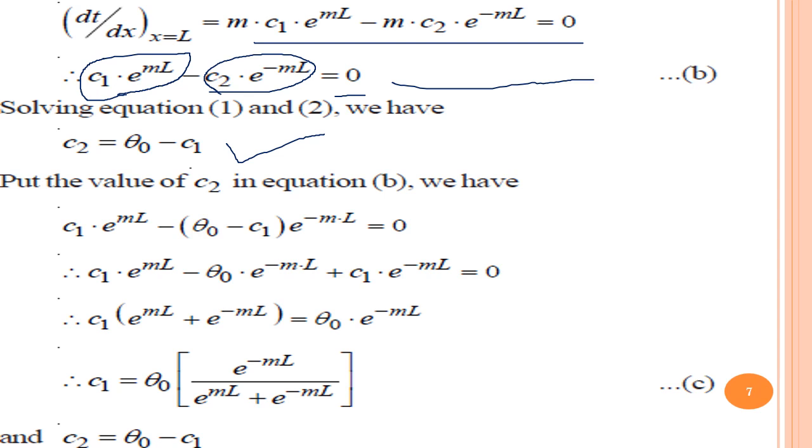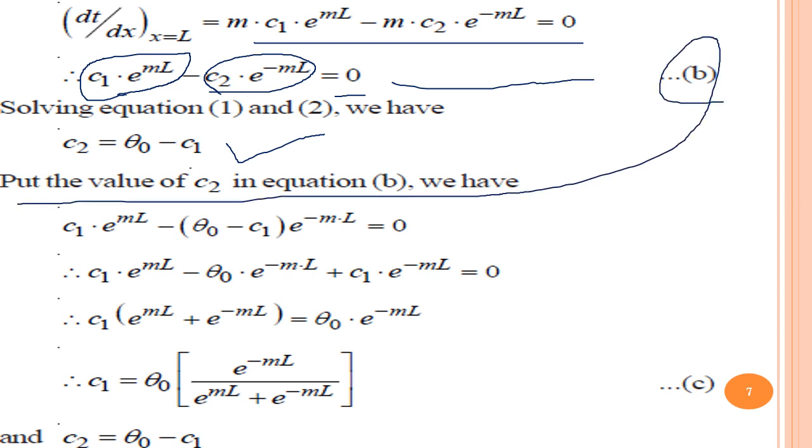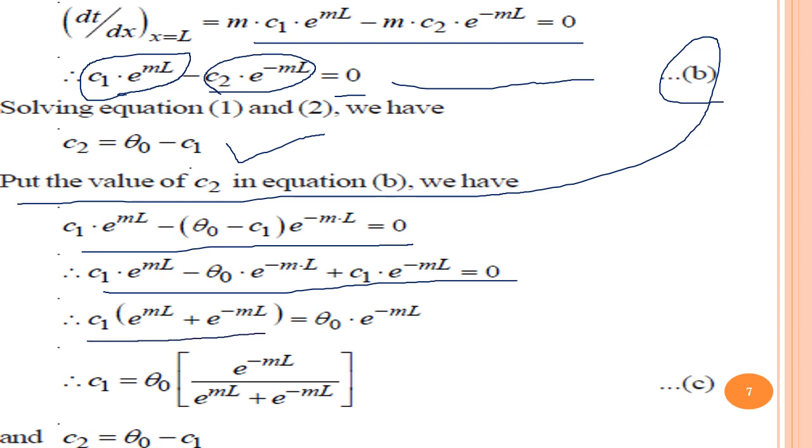So now when we put the value of C2 in this equation number B and go for simplification, we will get C1 into e raised to ml plus e raised to minus ml equals theta 0 into e raised to minus ml. So C1 equals theta 0 into e raised to minus ml divided by e raised to ml plus e raised to minus ml, and we know C2 equals theta 0 into C1.